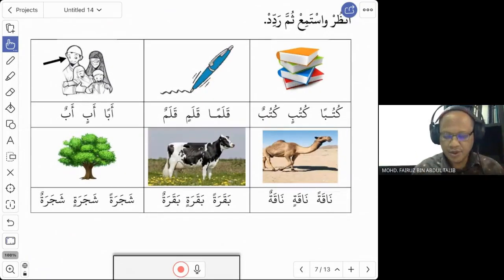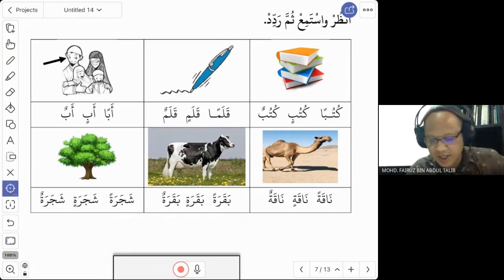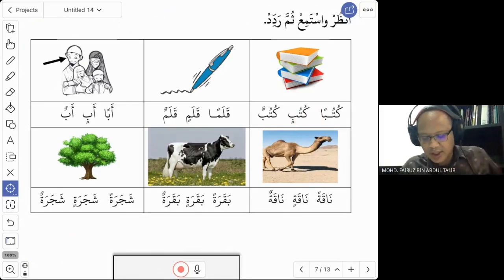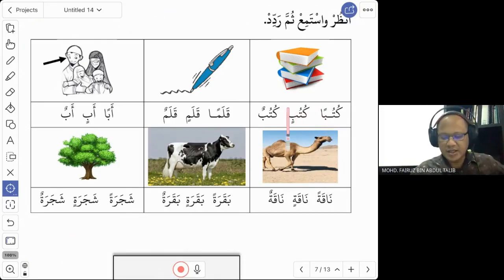Now you look at all these pictures. They give you the word in Arabic. So for example, the first one is books. So how do you say books in Arabic? They give you 3 words, the first word, the second word, and the third word. But even though they give you 3 words, they are all actually the same word.